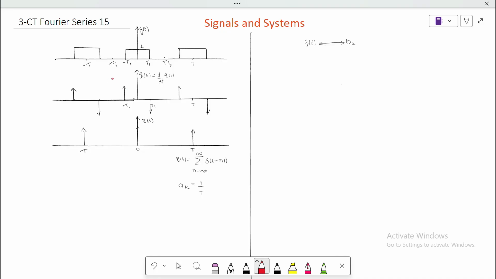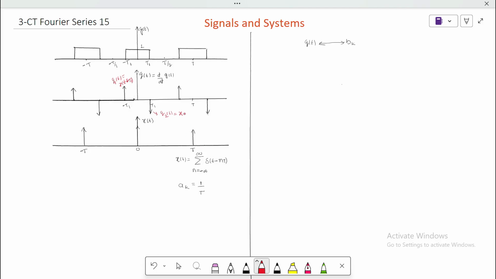Then q1 of t is equal to x of t minus t1. This other signal, I'm assuming it is equal to q2 of t. So q2 of t equal to, sorry, this is an advanced signal, so this is x of t plus t1.